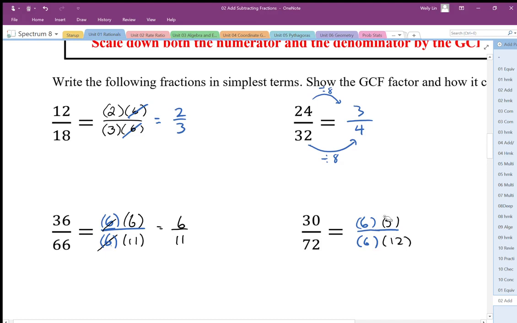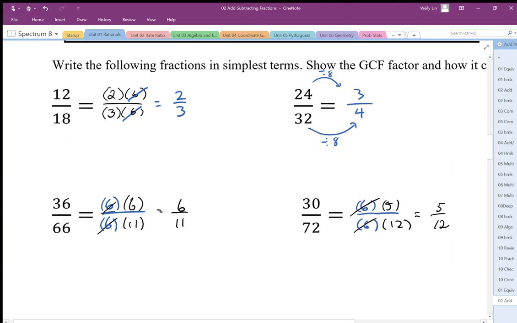And again, if we see that we still have common factors involved in here, that's okay. We can just do one more step and reduce it. But if you can find the greatest common factor, then you can save yourself a little bit of work. Okay, so we end up with 5/12.